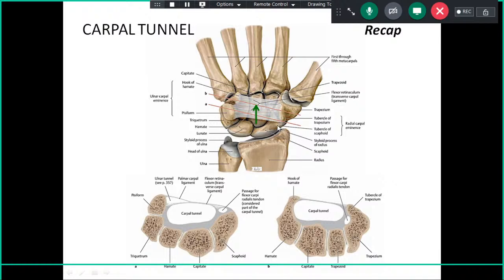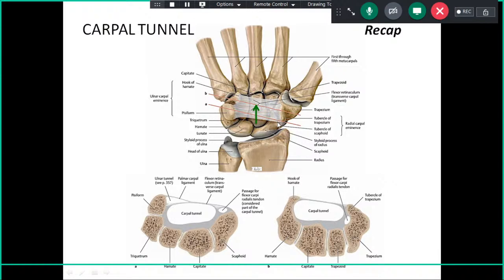See, what I told you was, this is the tubercle of the scaphoid from the previous image, and this over here is the tubercle of the trapezium. This is the trapezium bone. Okay, sorry, this is the trapezium, and this is the tubercle of the scaphoid. Over here we have the pisiform and the hook of the hamate. The pisiform and hook of the hamate form the ulnar carpal eminence, and the tubercle of the scaphoid with the tubercle of the trapezium form the radial carpal eminence.